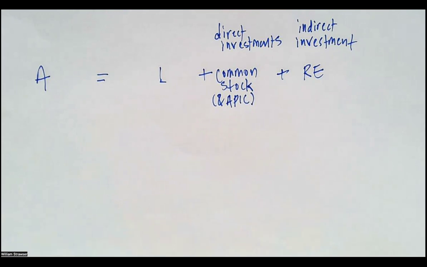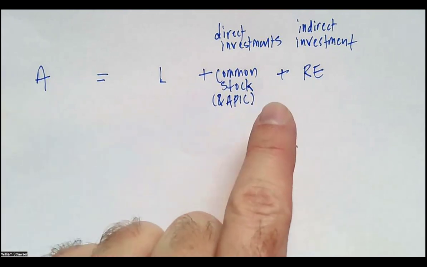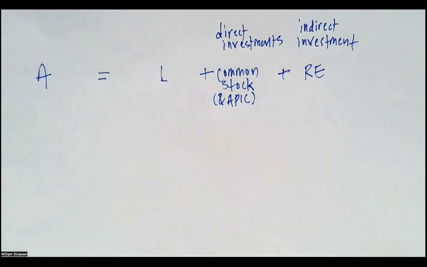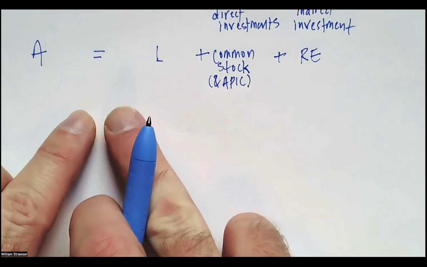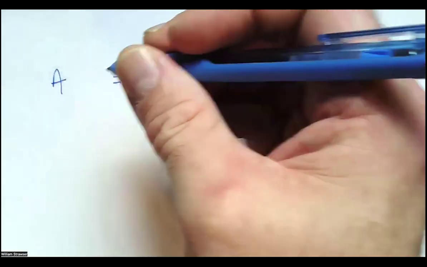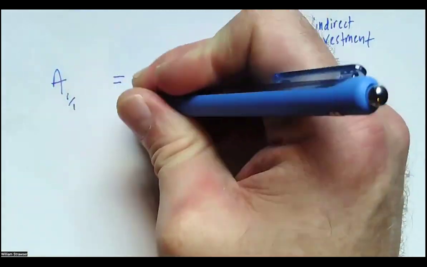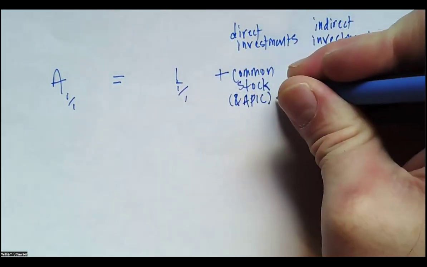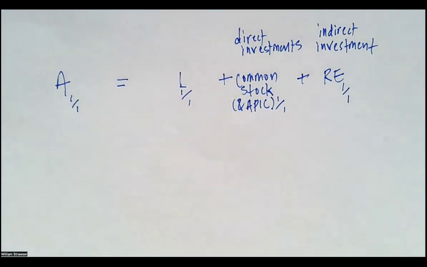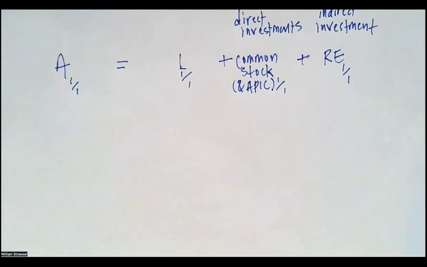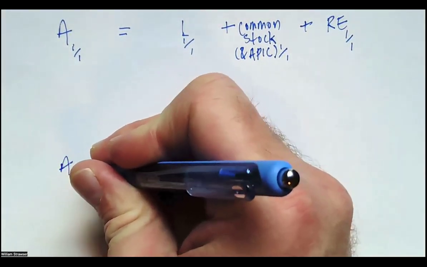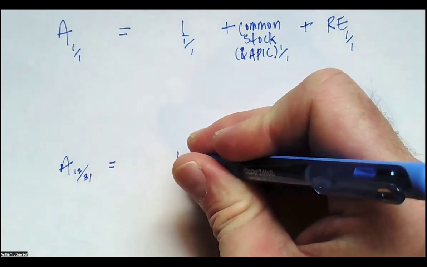So everything we own comes from two sources: either it was invested by the company or people outside the company into our company, and obligations. This is true, but only at a point in time. So we might have, for example, assets at 1-1, liabilities at 1-1, common stock and APIC at 1-1, and retained earnings at 1-1. Now, all of these at the beginning of the year have to be equal. And it's true too that at the end of the year, when all of these are totaled up at December 31st, they must still be equal to one another.